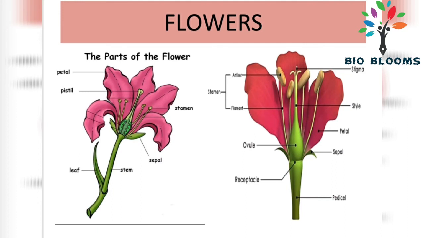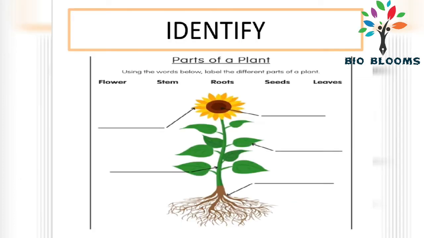Now come to the flowers. So we all know that the flowers are the reproductive organs of the plant. And in this flower, if you see here clearly, the parts are given, and it has different types of parts. Flowers are important so that they bear the fruits, and fruits give seeds.